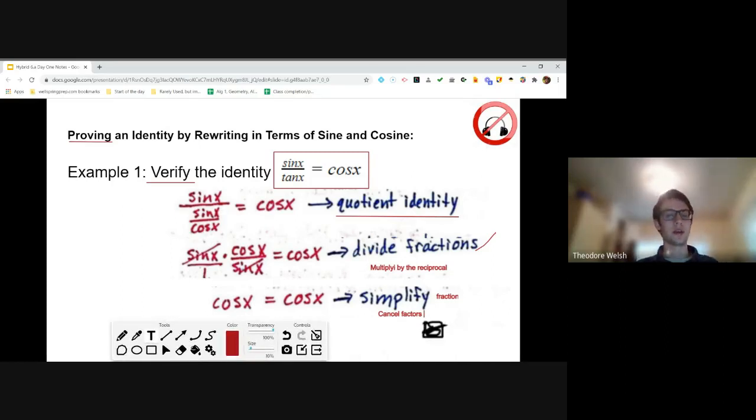And at this point now, the left side equals the right side. So that's when I know I'm done with my proof. I've taken the left side, I've shown how to get it to the right side, and I've explained each step along the way. What I've written over here on the right are just different things you could have. You don't have to say divide fractions and multiply by reciprocal, or simplify fraction and cancel factors. I'm just looking for an explanation.